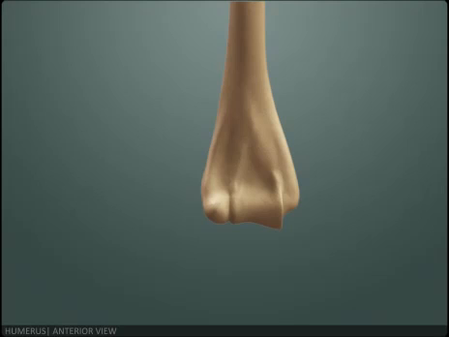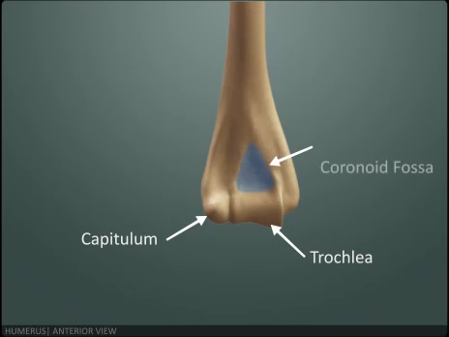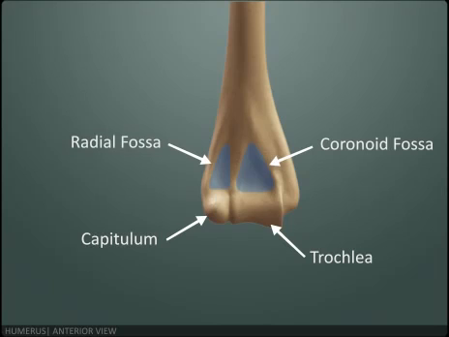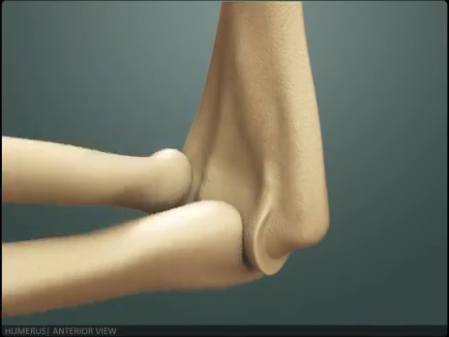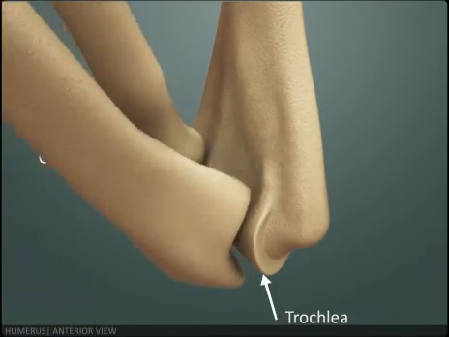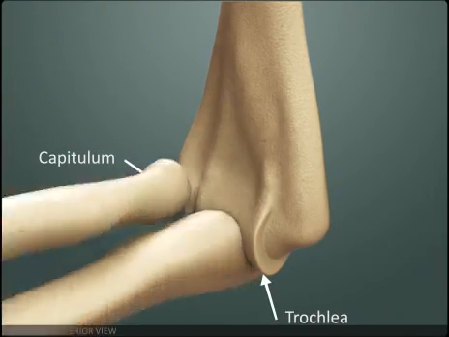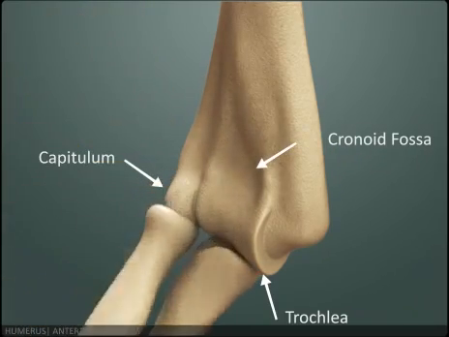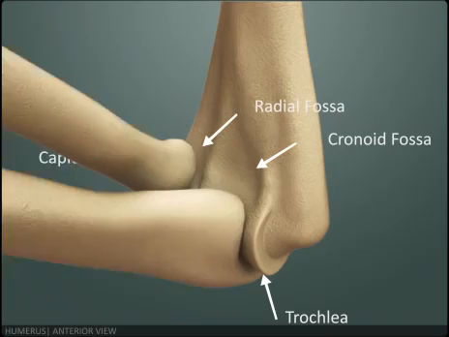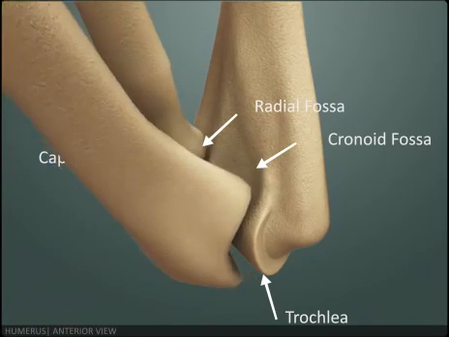Anteriorly, the lower end of the humerus consists of the capitulum, the trochlea, the coronoid fossa, and the radial fossa. Notice how the capitulum articulates with the head of the radius, the trochlea articulates with the trochlear notch of the ulna, the coronoid fossa lodges the coronoid process of the ulna, and the radial fossa lodges the head of the radius.